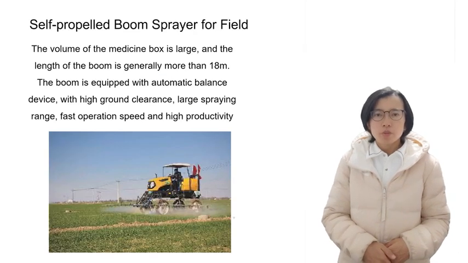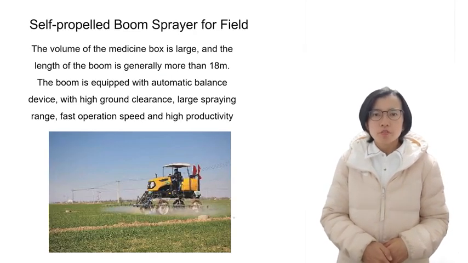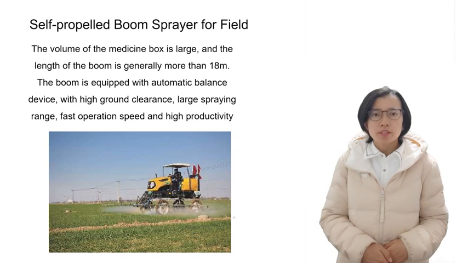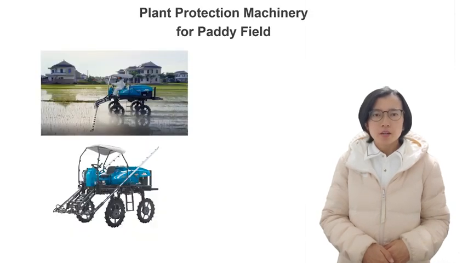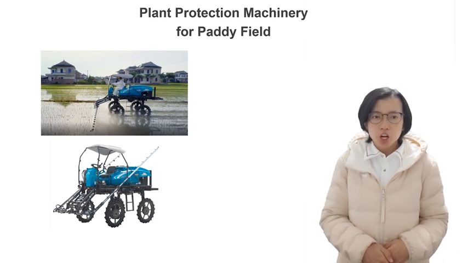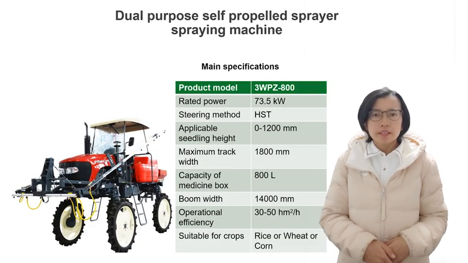First, the self-propelled boom sprayer for field. The volume of the medicine box is very large, and the length of the boom is generally more than 18 meters. The boom is equipped with automatic balance, with high ground clearance, large spraying range, fast operation speed, and high productivity. This is plant protection machinery for paddy field. It is a self-propelled boom sprayer. It's suitable for crop rice because it is high enough to work in the paddy field. This is a dual-purpose self-propelled spraying machine.